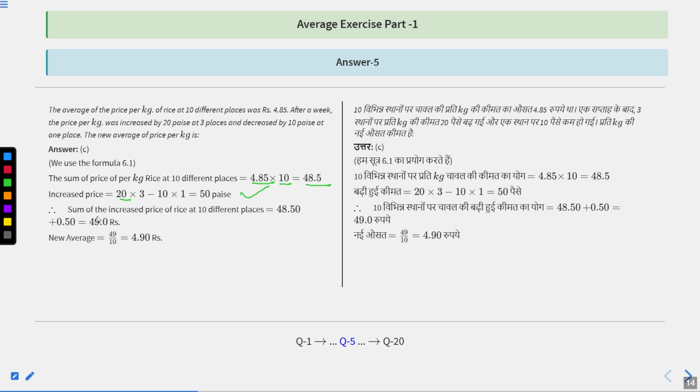Clear? So the sum of the increased prices at the 10 different places will become 48.50 plus 0.50, which becomes 49 rupees. So our new average will be 49 divided by 10, because the total number of places was 10. When we calculate it, we get 4.9 rupees. Clear? C is the correct answer. Next one.